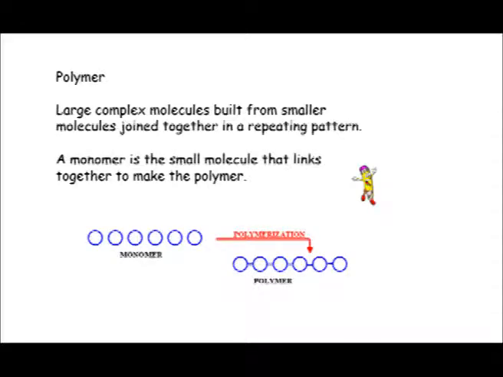A polymer is a large complex molecule built from smaller molecules joined together in a repeating pattern. So if that circle there represented a monomer, or a small particle that's going to link together to make this polymer, each of these would be the exact same molecule, and somehow we're going to link them together in a process called polymerization and create a polymer, which is basically a chain of repeating monomers.